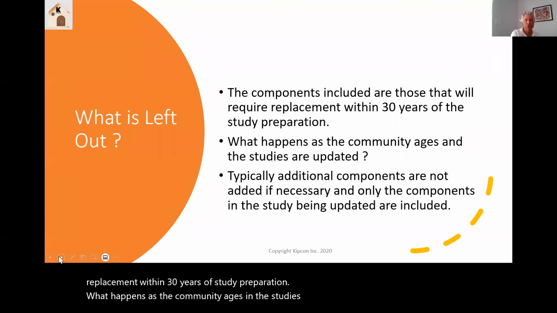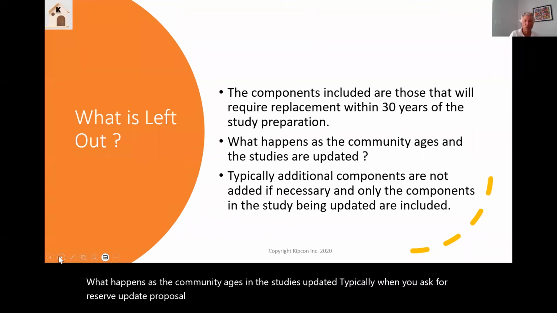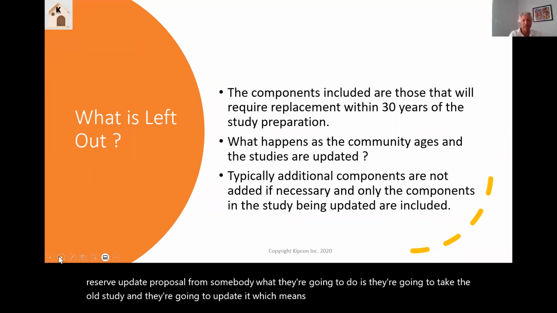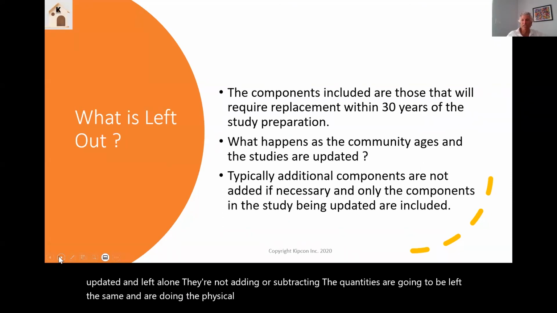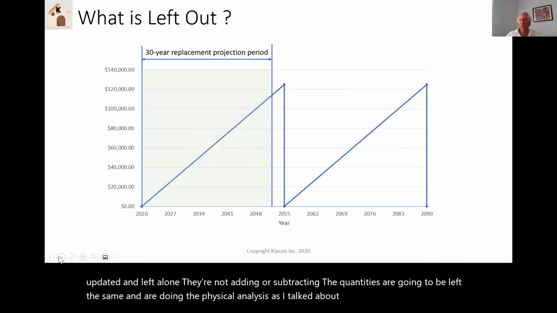Typically, when you ask for a reserve update proposal from somebody, they're going to take the old study and update it, which means the components are going to be updated and left alone. They're not adding or subtracting. The quantities are going to be left the same, and they're doing the physical analysis as I talked about. But what happens? What are you missing?